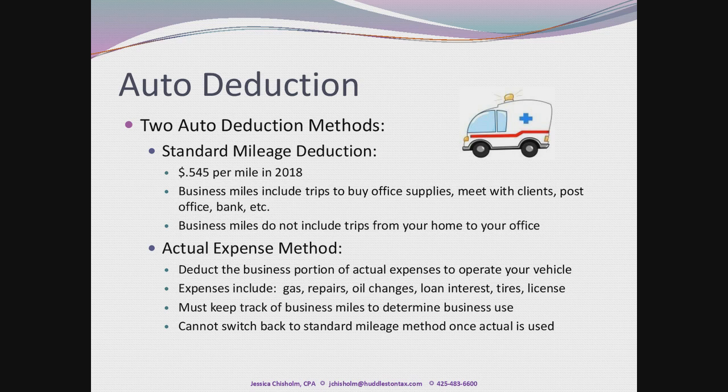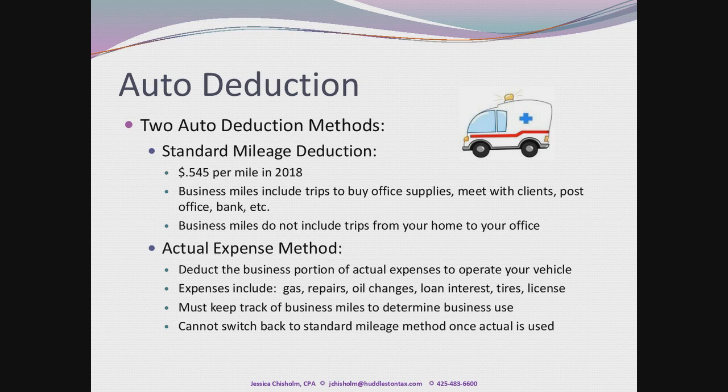For the standard mileage deduction for 2018, you just take your business miles and multiply by 54.5 cents per mile to get your deduction. So again, business miles would include trips to the post office, to buy office supplies, to meet with clients, go to the bank, etc. Business miles do not include trips from your home to your office, unless your office is in your home, in which case every time you leave your home for business, it would be deductible. However, there's not a lot of medical professionals that meet in their home.